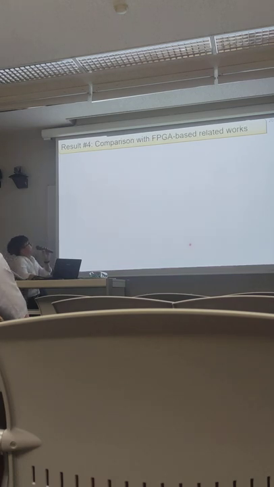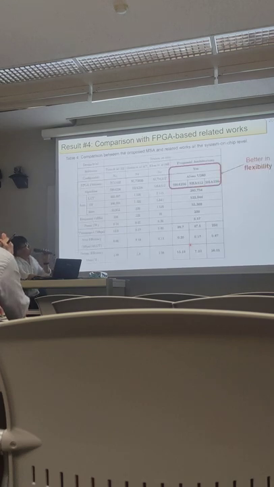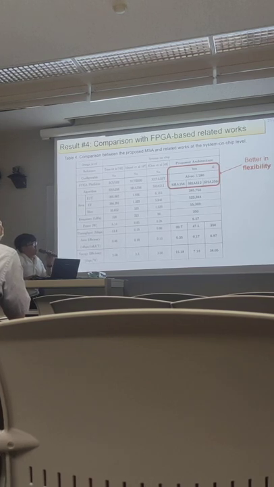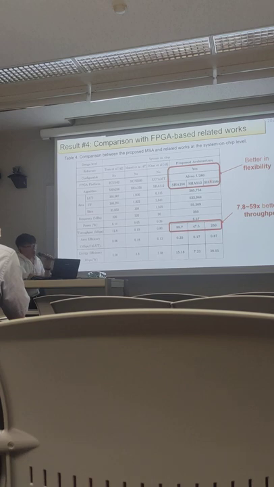Next, let us compare to related work at the system on chip level. It means that we compare with previous work implemented on real devices. As you can see here, our accelerator can achieve better flexibility because it can compute various SHA-2 functions, and it is 7.8 to 59 times better in throughput, and 1.3 to 5.8 times better in area and energy efficiencies.